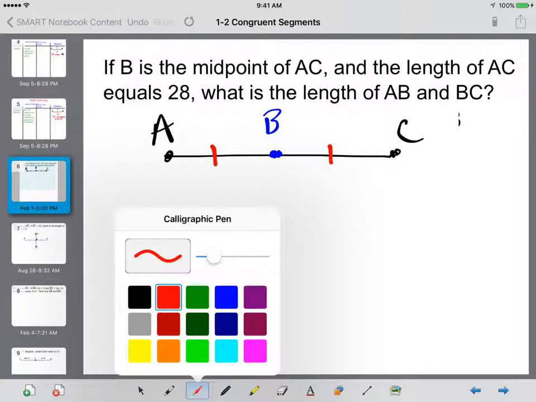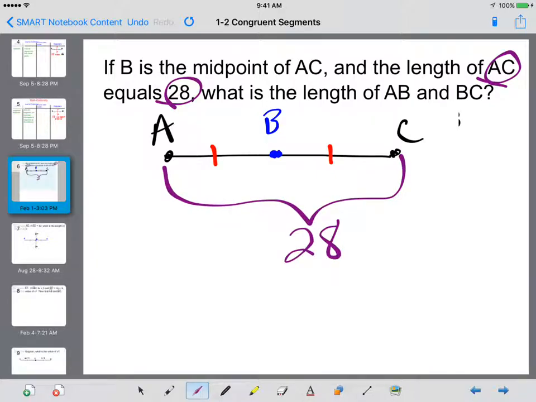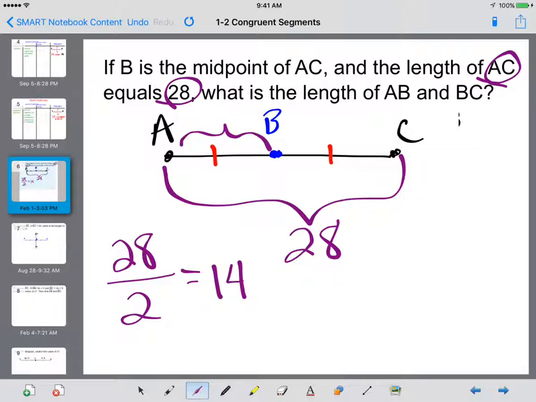It says if AC is 28, so if the whole segment is 28, and we can break it down into two equal parts, then we can take that 28, cut it in half, and we get 14. So the length of AB is 14, and BC is also 14.